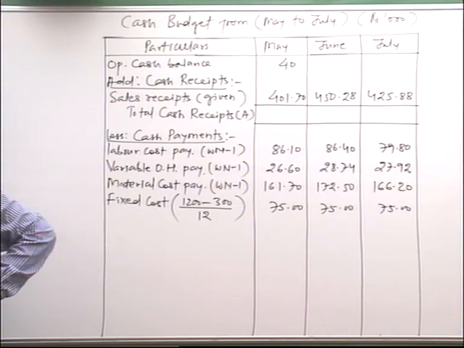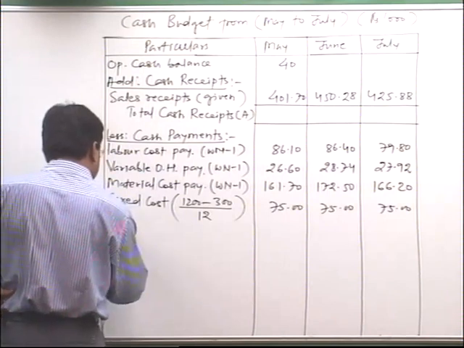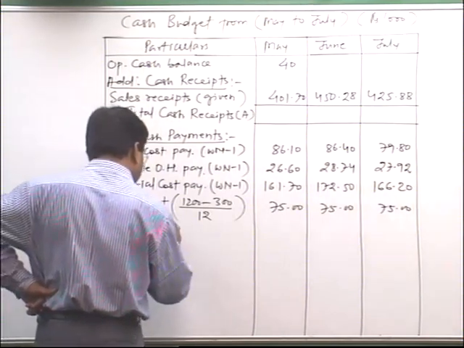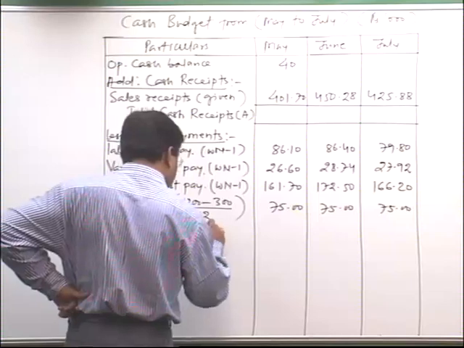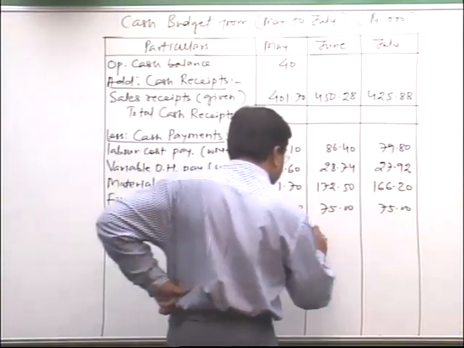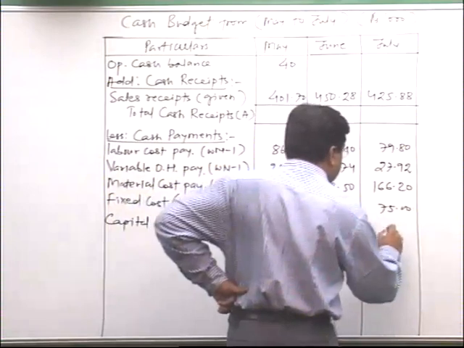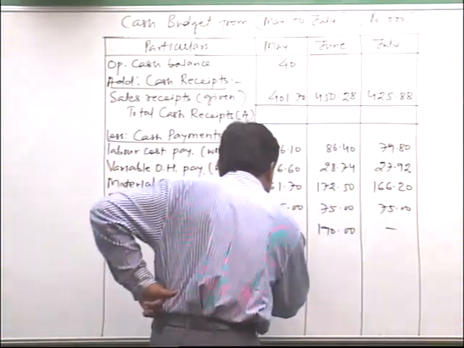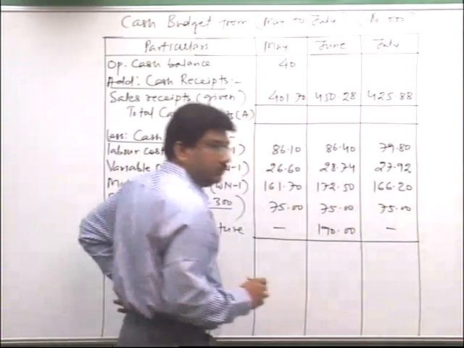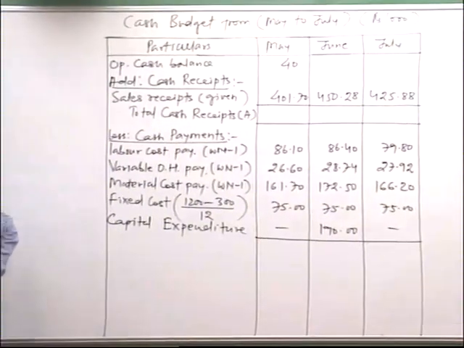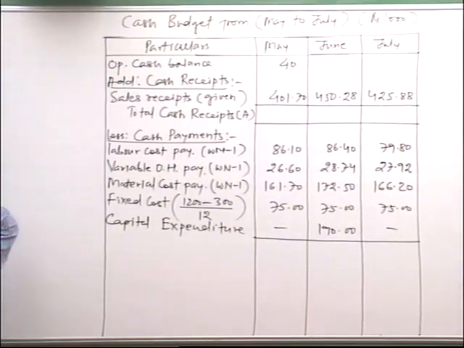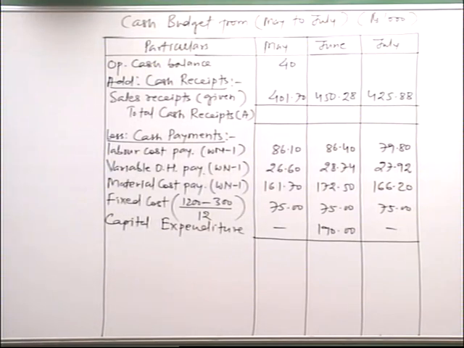And the next is capital expenditure. It is in the month of June. It is 1,90,000, that is 190. Capital expenditure, 190 in the month of June. So hereby we finish all the cash receipts and all the cash payments.